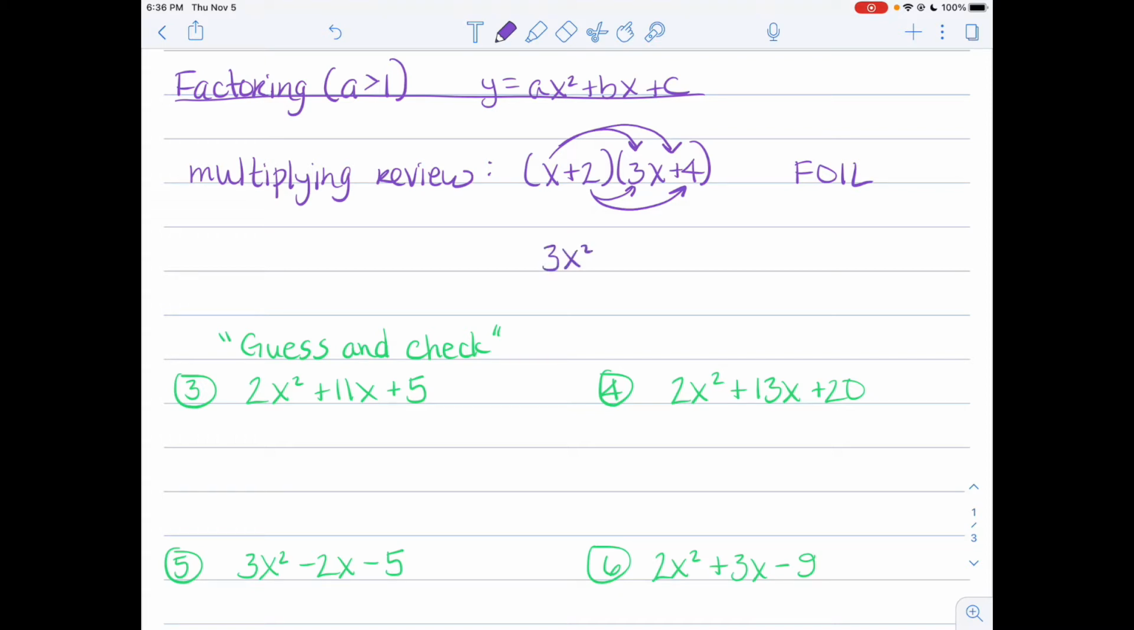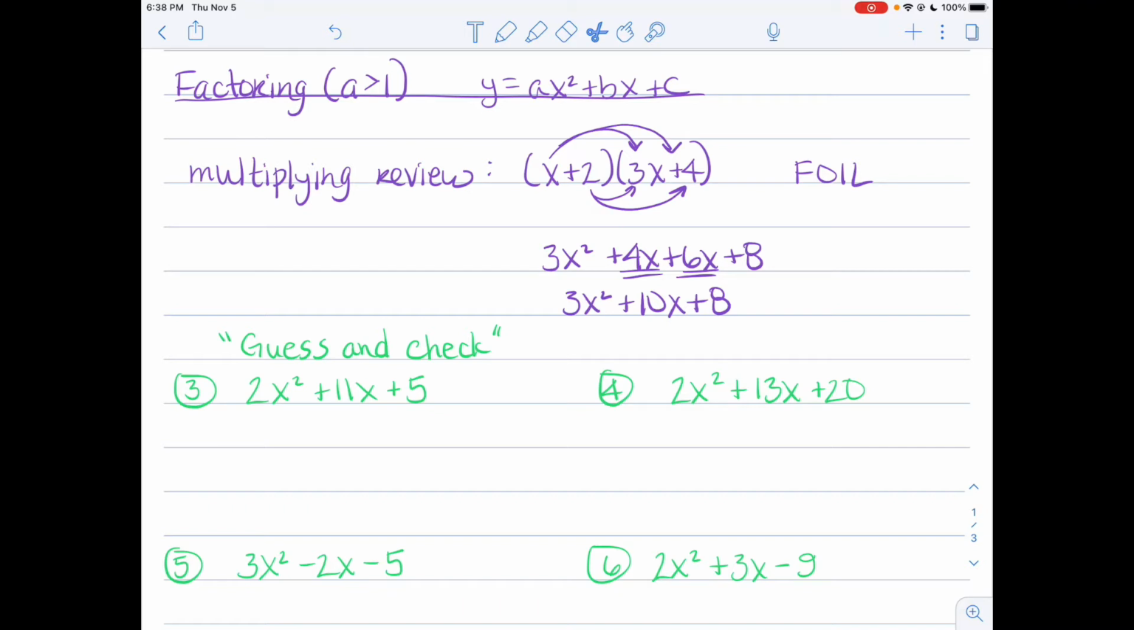I'm going to have 3x squared plus 4x plus 6x plus 8. And so simplifying, I'll have 3x squared plus 10x plus 8. If I look at the first term, this 3x squared, it's pretty easy to go backwards and see that that came from having an x and a 3x. Because the 3 is prime, that's the only possible combination that I could have, is an x and a 3x.